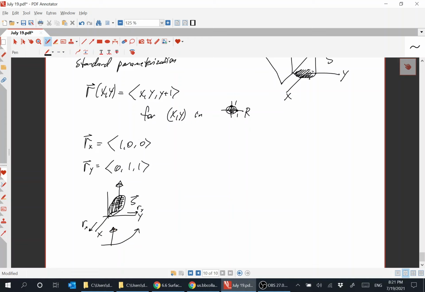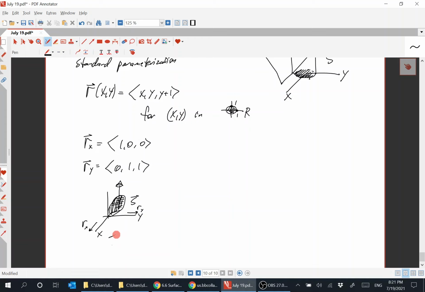Right? So if you take the fingers of your right hand and curl them in the direction from X to Y, then your thumb points up. So it's Rx cross Ry. If you're using your right hand and curling your fingers in the direction from Y to X, your thumb is pointing down. So that's the wrong cross product.